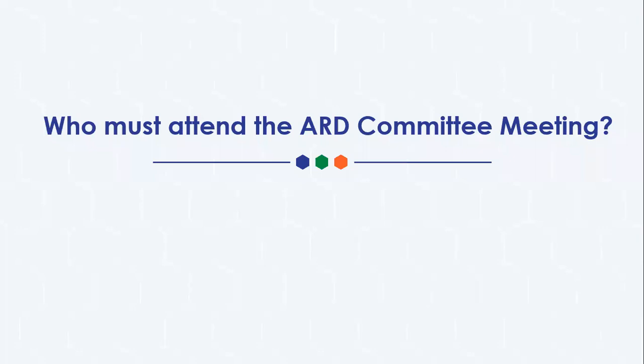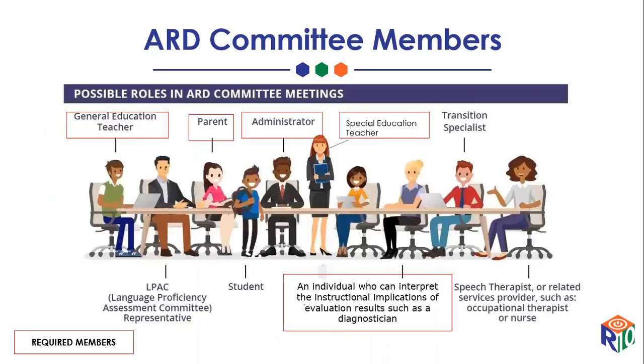Who must attend the ARD committee meeting? Let's move on to discussing the required members of an ARD committee in this next section. ARD committees must include the following members: you, the parent or guardian, at least one regular education teacher of your child, at least one special education teacher or provider of your child, a representative of the school district. This is often a principal, assistant principal, or another district administrator.